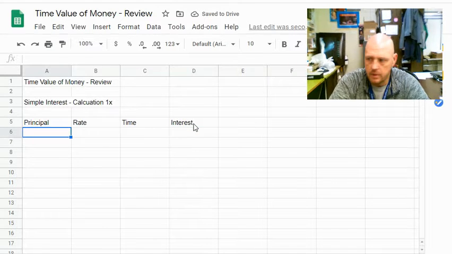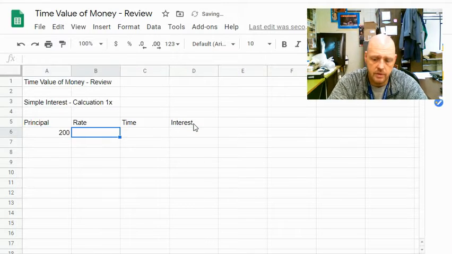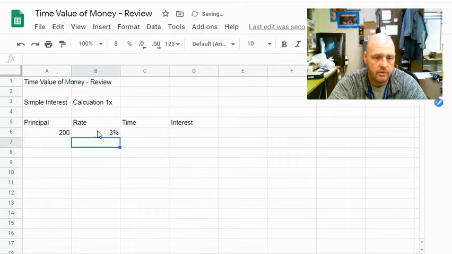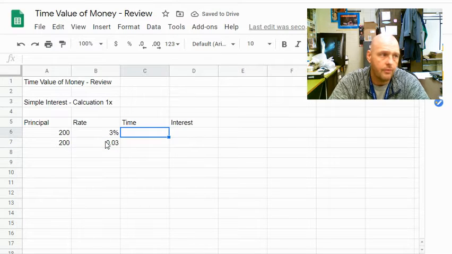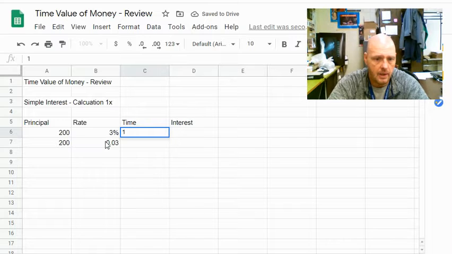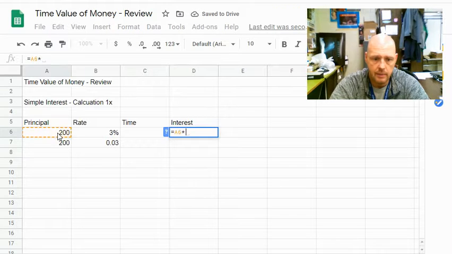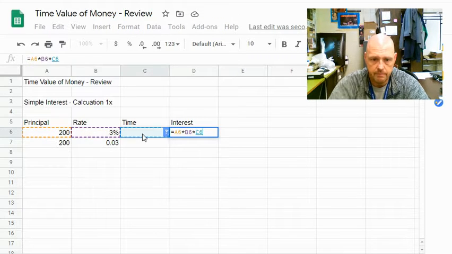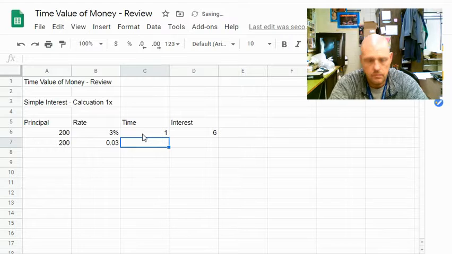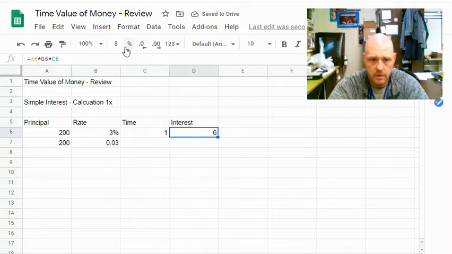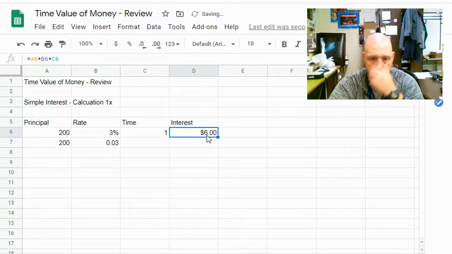So if Mr. Clem goes to the bank with $200 and the bank is paying me 3% interest, I can go with the 3% or 0.03. Either way works. Now, if I leave it in there for one full year, my time factor is 1, right? 12 months out of a 12-month year equals P times R times T. I get $6 in interest, right? Calculated one time, simple interest.